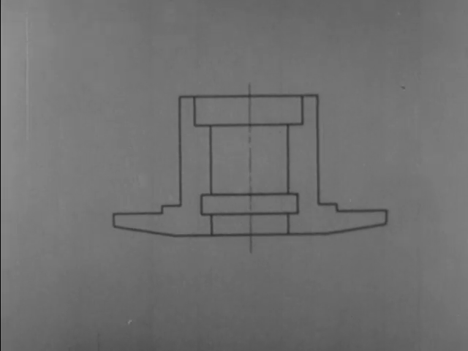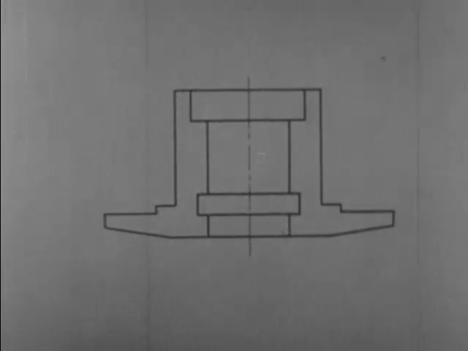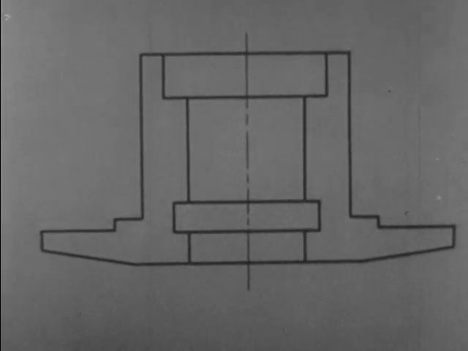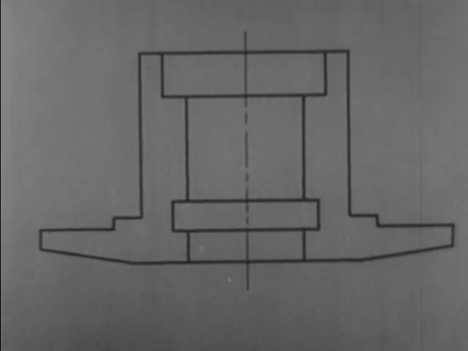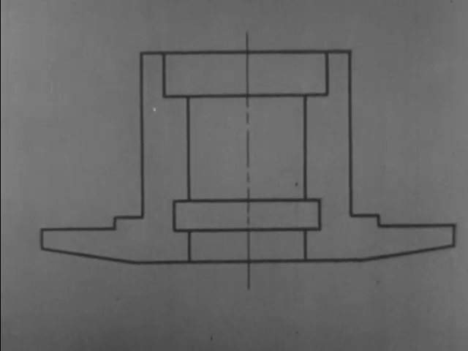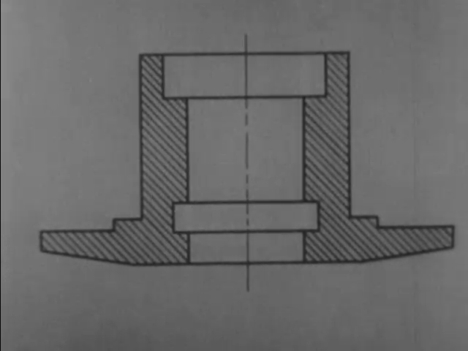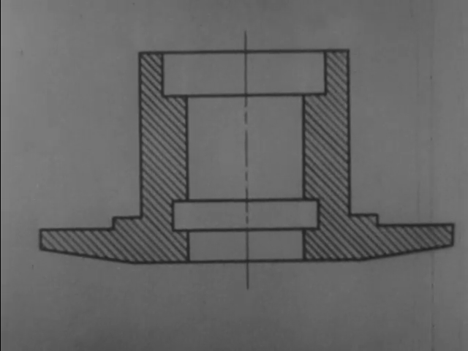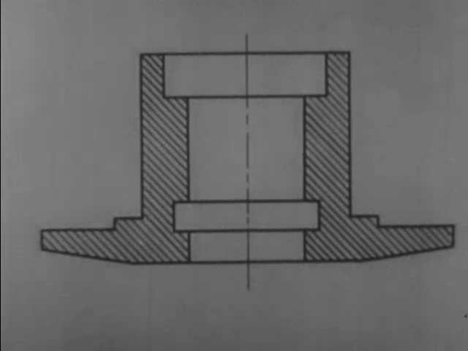The view is called a section or sectional view. Select those parts of the object through which the cutting plane theoretically passed and cross-hatch them with fine lines. Do not cross-hatch any parts beyond the cutting plane.